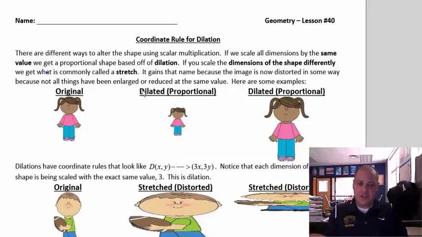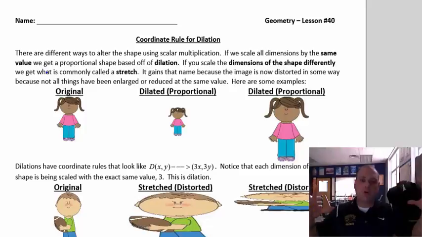And here are just pictures to show you some examples. So here's the original picture. This is a girl here, and then we can dilate her smaller or larger. If we dilate her by, let's say, a half, she becomes half as big. However, everything is still proportional. Her head's not stretched out or squished. Everything gets smaller by the same amount. Same thing if we make her larger. It's proportional.